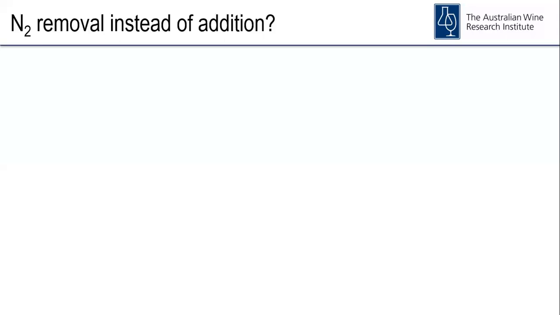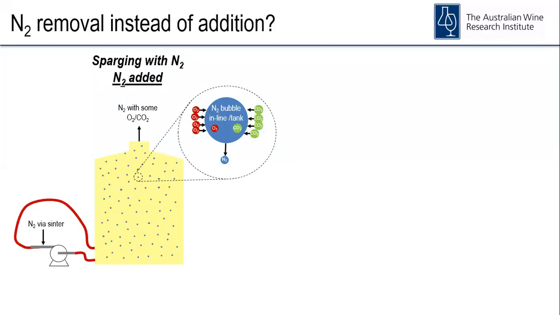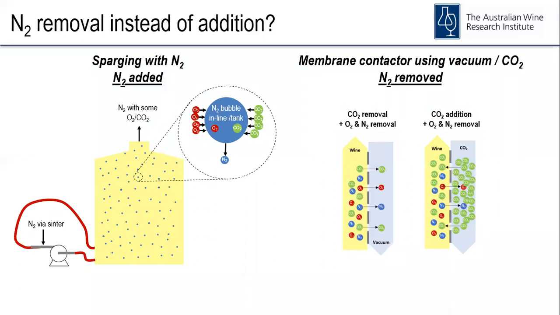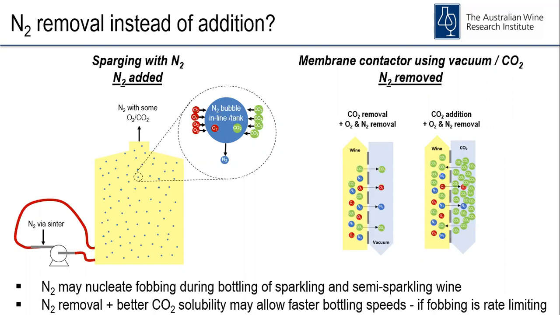One interesting difference between membrane contactors and sparging is their impact on dissolved nitrogen levels. We went through our scheme of sparging with nitrogen before, and you do add some nitrogen to the wine. With membrane contactors, if you're using a vacuum and CO2 on the strip side, you're going to remove nitrogen. This could have some positive benefits if you're having issues with foaming over on your bottling line. It's often products that are near the solubility limits of carbon dioxide, and if foaming over is limiting line speed, with this sort of system you may be able to bottle faster, but you're only going to get this potential benefit if foaming over is currently rate limiting.